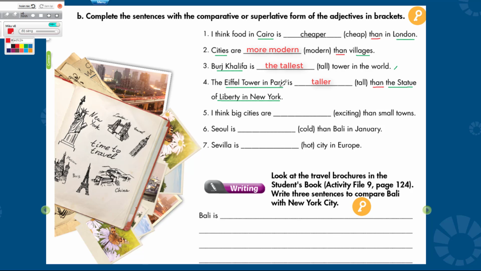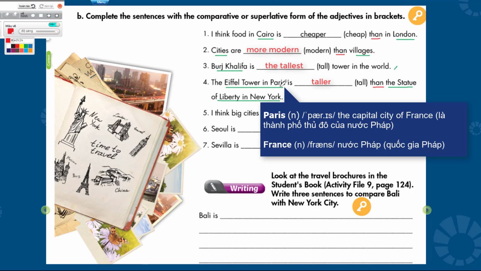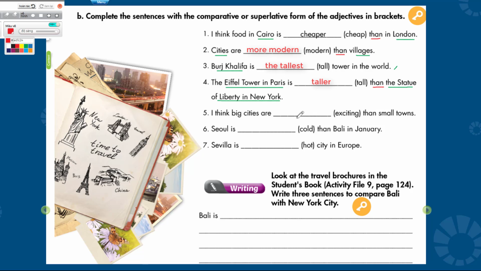Paris is the capital city of France. Paris là thành phố thủ đô của nước Pháp, France, right? And Statue of Liberty là tượng nữ thần tự do nhé, in New York. New York City is in the USA. Okay, New York là ở Mỹ, right? Very good. Number 5, I think big cities are exciting than small towns.